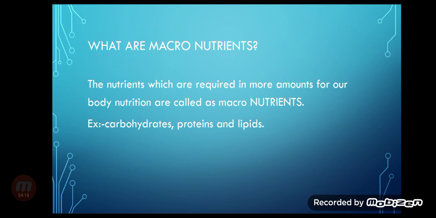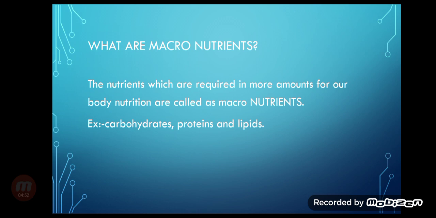Next, let us see what are macronutrients. The nutrients which are required in more amounts, means large amounts, for our body nutrition. For example, every day we should take approximately 2000 kilocalories of food so that we will be healthy. So for this type of body nutrition, the nutrients which are required in large amounts are known as macronutrients. Examples are carbohydrates, proteins, and lipids.